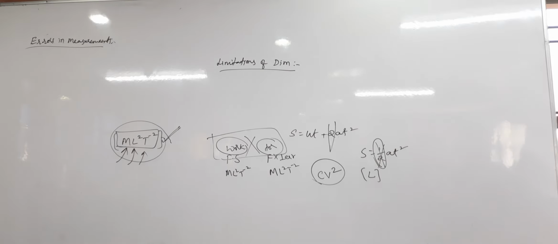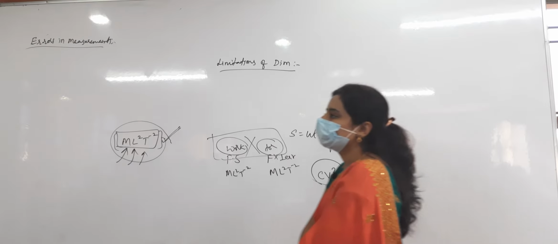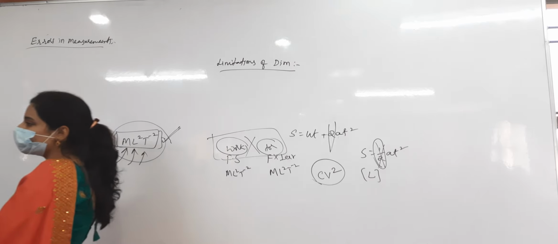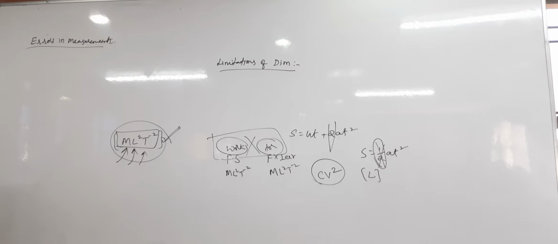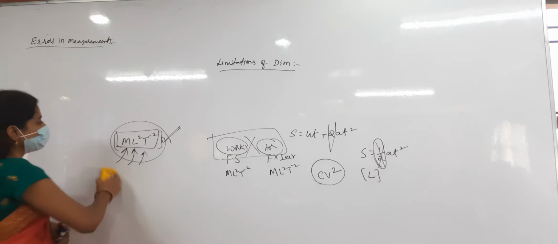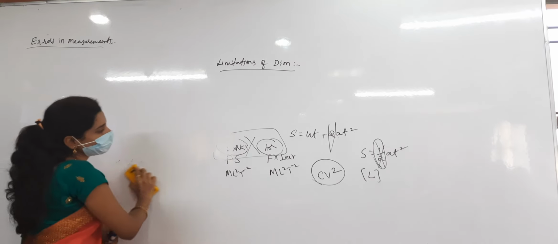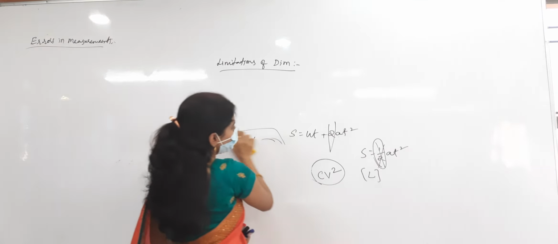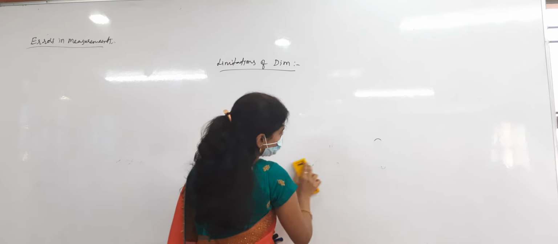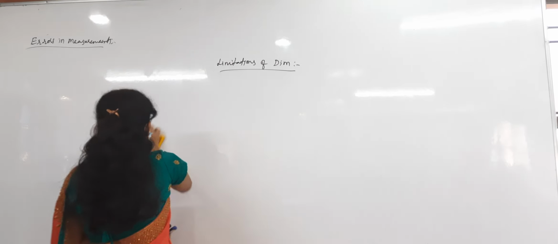Second limitation: assuming trigonometric, logarithmic, and exponential functions to be dimensionless, will affect the physical quantity.